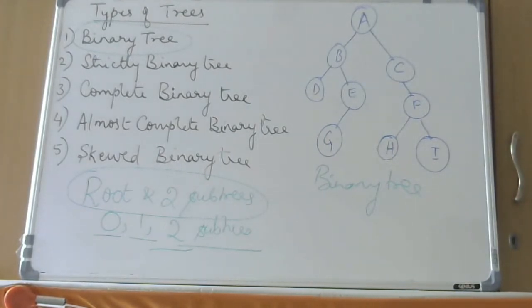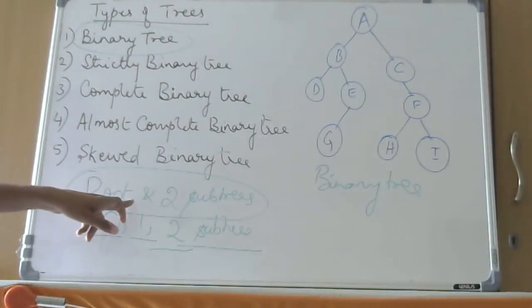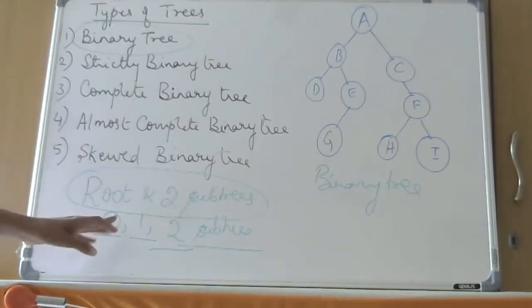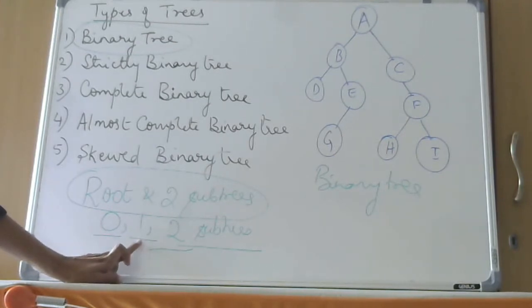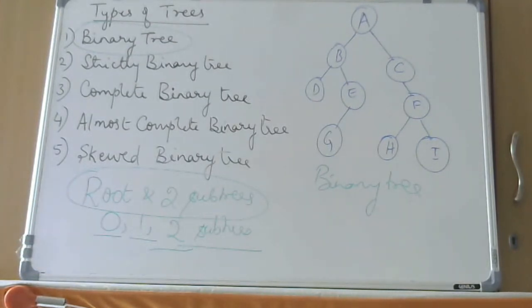Just a simple general binary tree. Root, and it should have 2 subtrees. Every node should have either 0, that is, it doesn't have any child node, that is fine, or it should have only 1 or 2 subtrees. That's all. Such a tree you call a binary tree. Let us take a few more examples of binary tree.